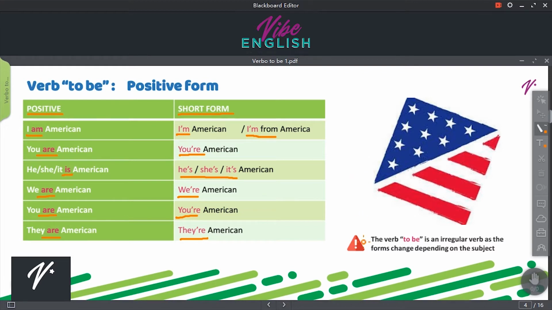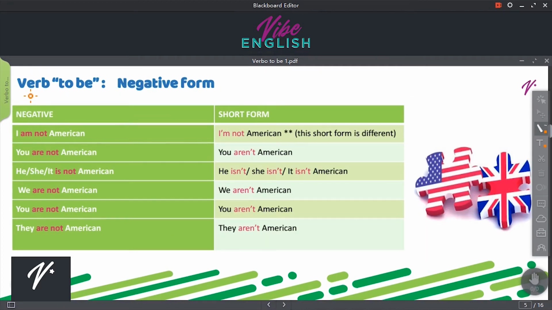It's important to see here that the verb to be is an irregular verb as the forms change depending on the subject. So this is something that obviously is difficult to memorize or to learn for some students.